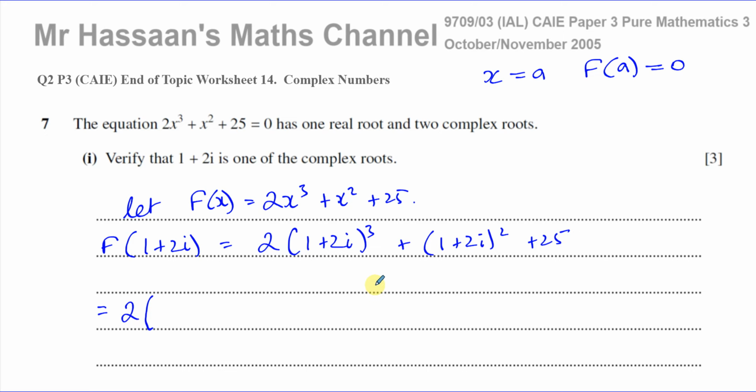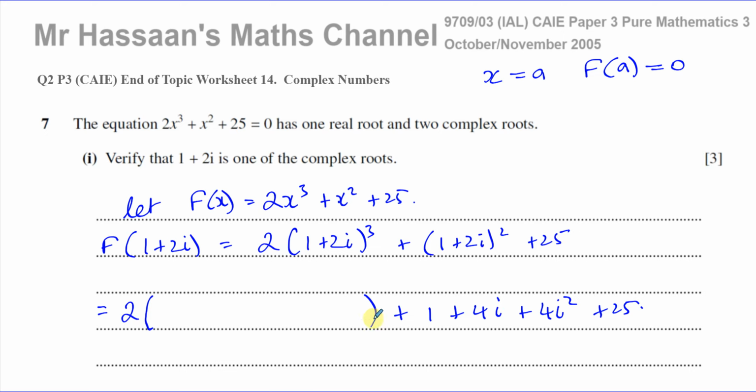Here we're going to do 2 times, and expand this bracket. I could do it in 2 ways. First, let me write the square of this number: 1 plus 2 times 1 times 2, which is 4i, plus the square of the last term, 2i all squared, which is 4i squared, and then plus 25. I could take this part and multiply it by 1 plus 2i and expand it. That's one way of doing it.